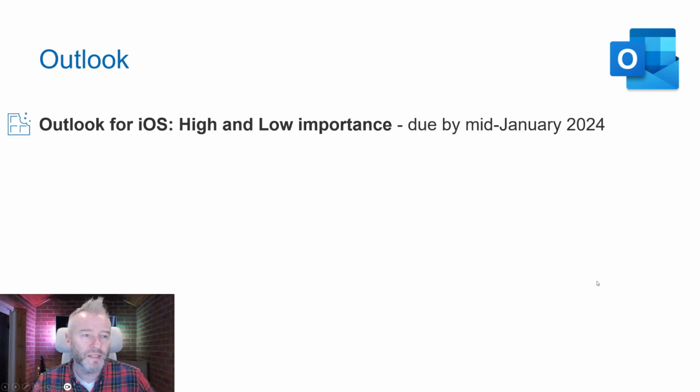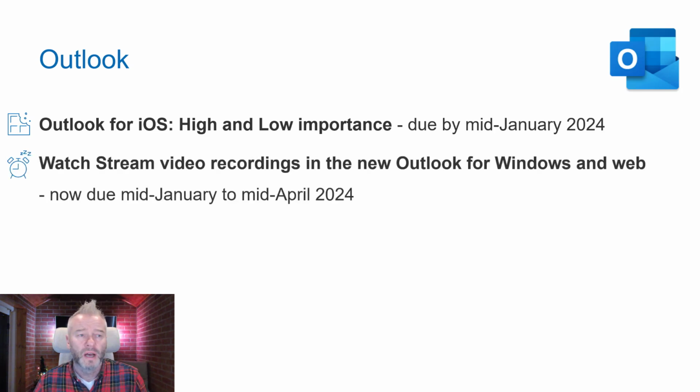Let's see what we've got next. A few quick ones for Outlook. So Outlook for iOS, high and low importance, just the ability to put those settings on your emails when you're sending. The ability to watch your Stream recordings inside New Outlook for Windows and web.